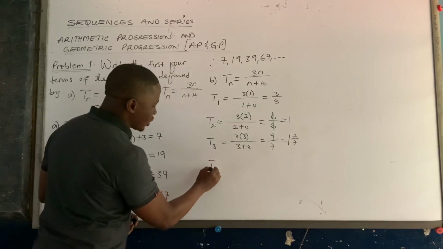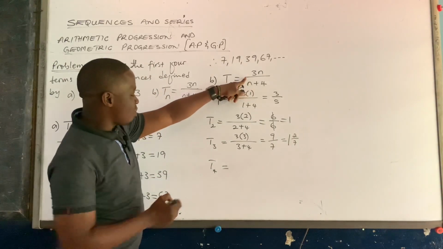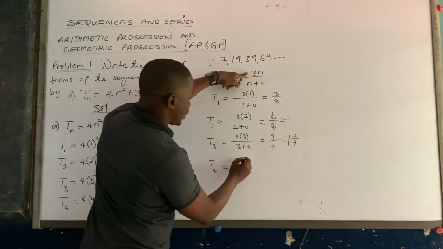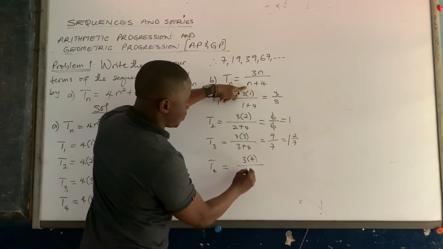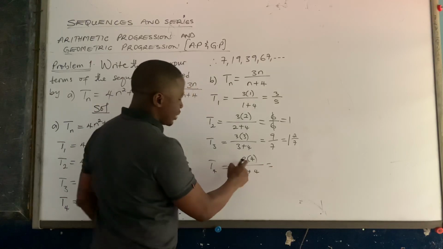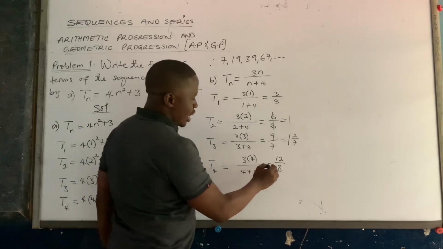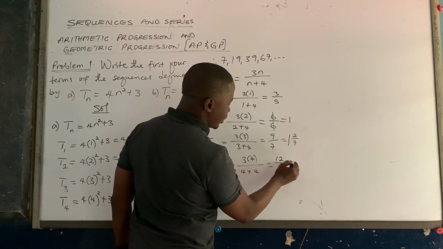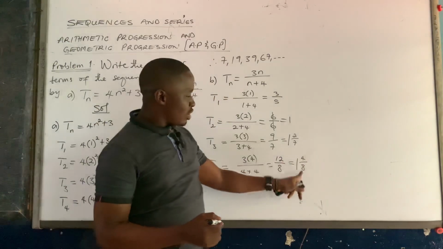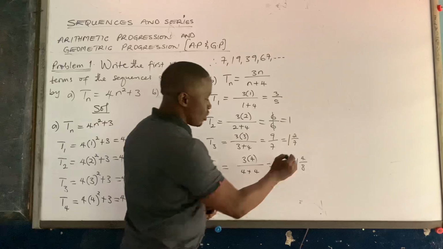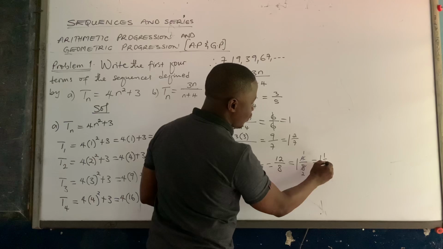So finally, the fourth term. For this nth term, n is 4. So 3 multiplied by 4. n is already 4, 4 plus 4. 3 times 4 is 12. 4 plus 4 is 8. 8 into 12 is 1 whole number, and you have 4 over 8. But 4 and 8 have something common. 4 into itself is 1, into 8 is 2. So 1 whole number, 1 over 2.